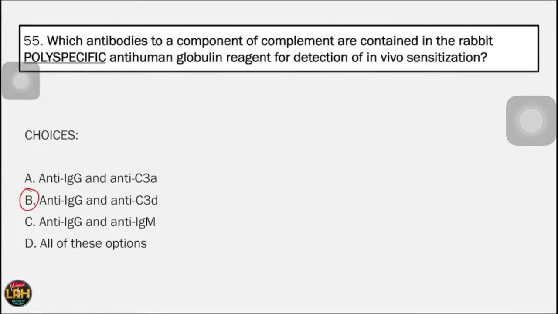So for 55, letter B, anti-IgG and anti-C3D. In the direct antiglobulin test, the rabbit polyspecific anti-sera contains both the anti-human IgG component and an antibody against the C3D component of complement.